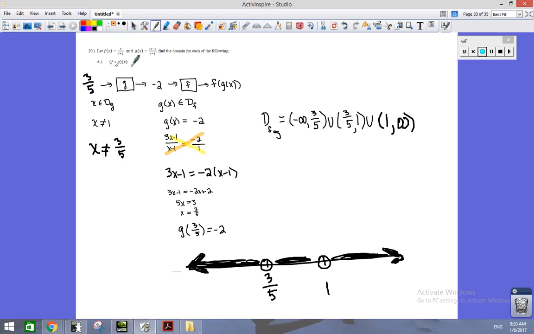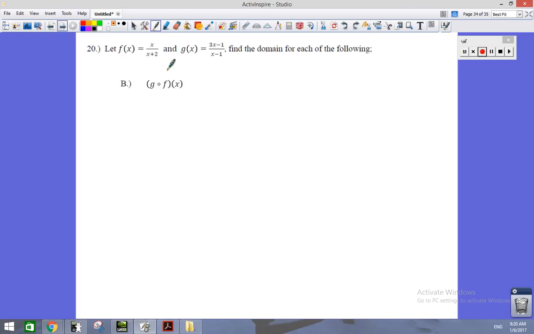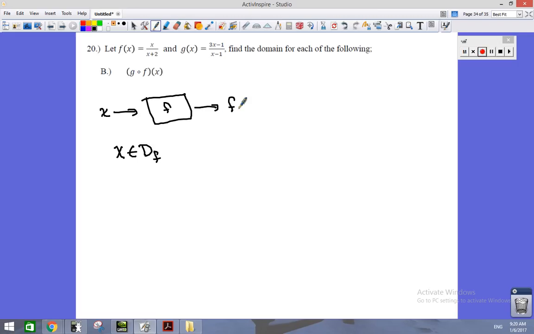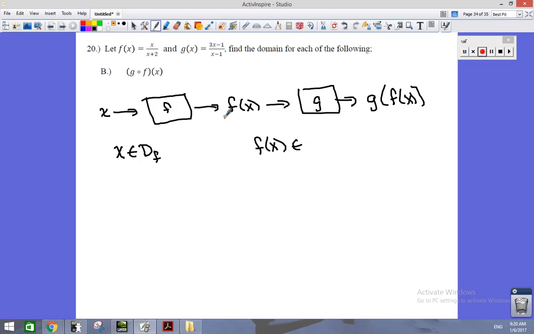Let's take a look at this composition in the other order, G composed with F. The first thing that has to be true is x has to be in the domain of F. Otherwise, you'll never have an output. This output now becomes the input for the next function, G. And if you want to have an output, the output of F has to be in the domain of G.